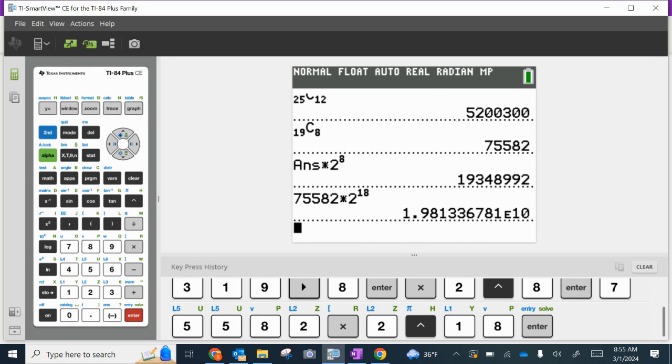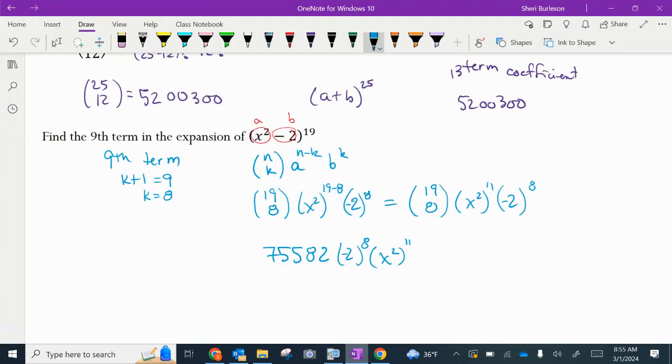Okay. So we have 19. I wish I could cut and paste it. Somebody's going to have to remind me. This is going to be 1934 9, 9, 2, x to the 22nd, right? And again, I don't care if you get rid of the negative there because raising a negative number to an even power is always going to be positive.